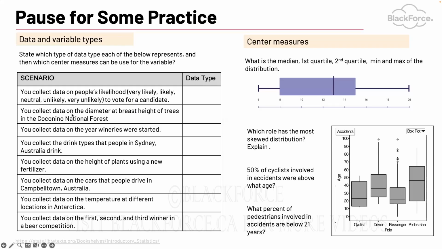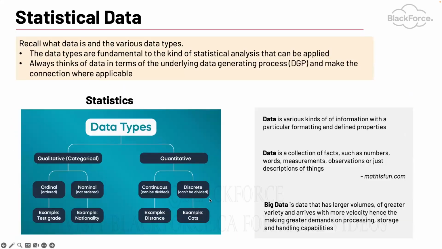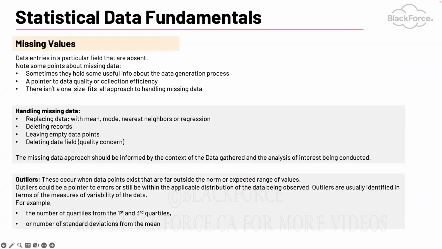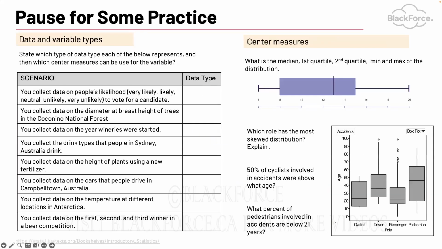The next is you collect data on the diameter at breast height of trees in a forest. What kind of data would that be? Diameter of trees, quantitative, great. So is it discrete or continuous? Everyone has the slides, right? Remember this breakdown. Is it discrete or is it continuous? That should be continuous. Exactly. Thank you. So continuous for things like length, because we can subdivide it indefinitely.